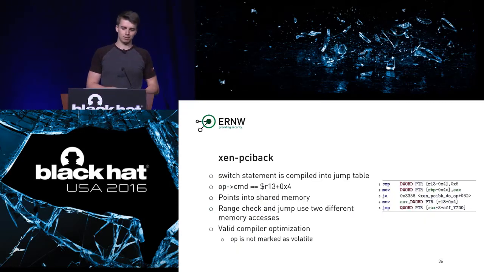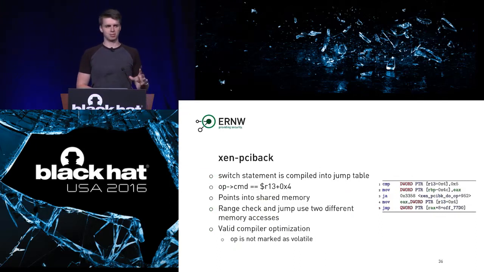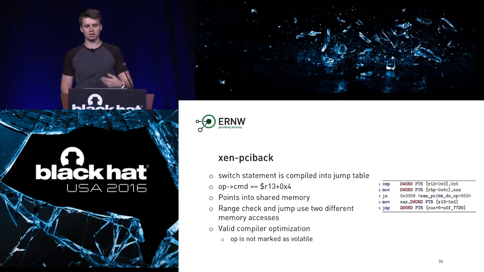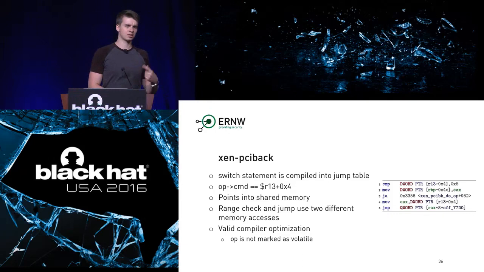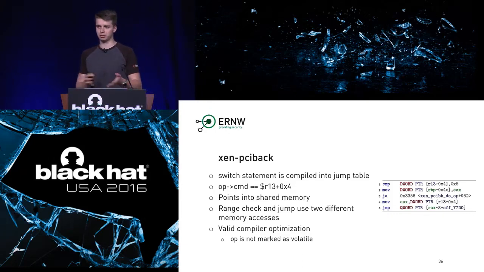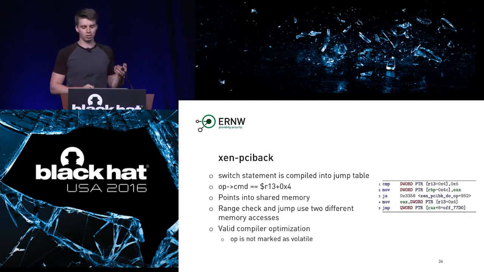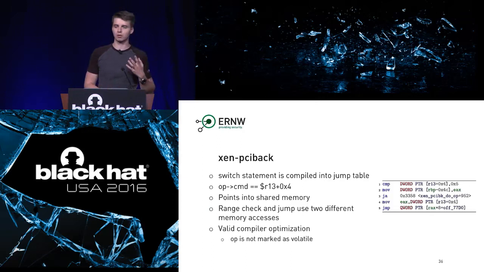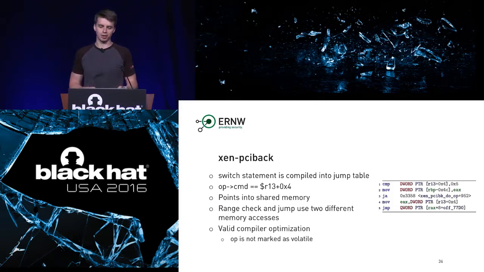So, it's interesting that this is a valid compiler optimization, because the mistake in the source code is that the op variable or the op pointer isn't marked as volatile. So the compiler doesn't think it's possible that this value could switch in between 2 accesses. But still, I think not many people would actually discover this by looking at the source code. So this shows it's relevant to actually look at a binary when looking for these kind of bugs.